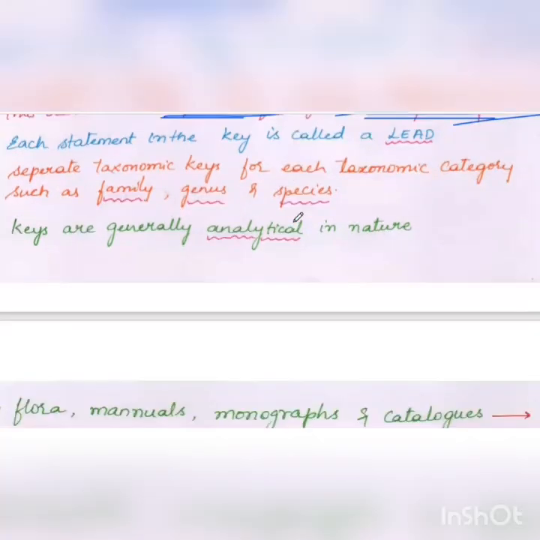Each statement in a key is called a lead. Every statement present in the key is called a lead. They're not led, it's lead. Okay, remember them. Separate taxonomic keys exist for each taxonomic category, such as family, genus, and species. Keys are generally analytical in nature. That is, they help you analyze things. If you take up a particular genus or a particular family, these keys help you analyze the given organism or the given thing.